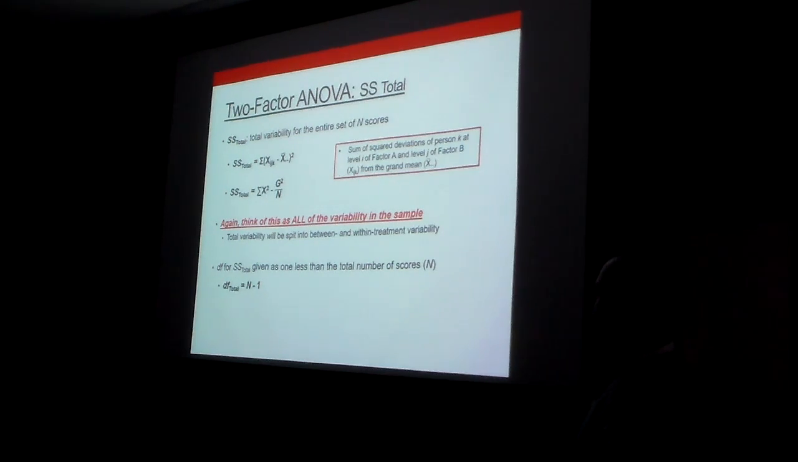This is the whole piece of the pie. What we're going to do is split this into between and within treatment variability, separate these out. Your degrees of freedom for your sum of squares total is going to be one less than the total number of scores in the sample, so big N minus 1 here. This is actually the same idea as with our one-way models.